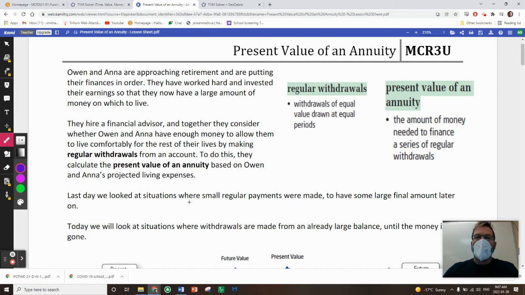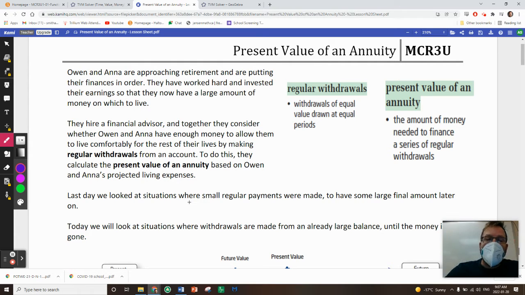Here we go. So the fancy title for today's lesson is the present value of an annuity. But the big idea is that we've saved up a bunch of money and we want to live off that money. Or we know what kind of lifestyle we want to live when we're retired, and we want to plan for how much we have to save up. Very relevant questions for you guys.